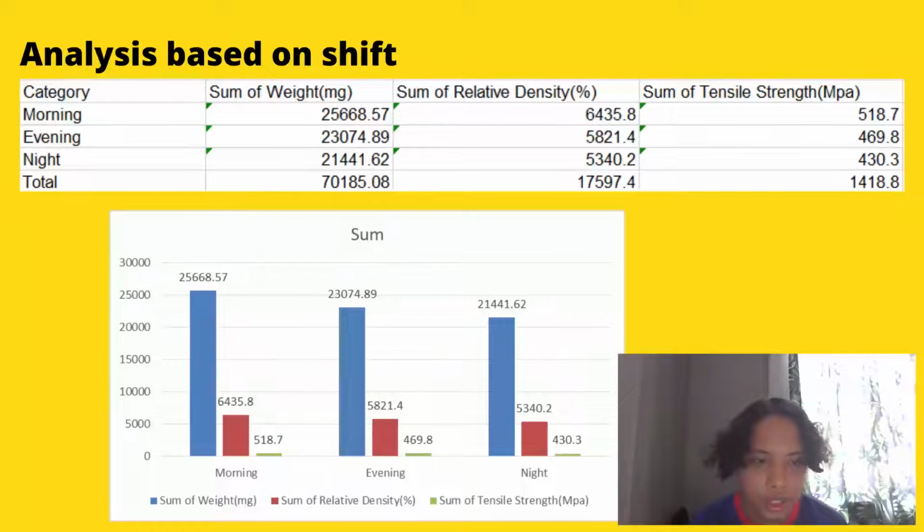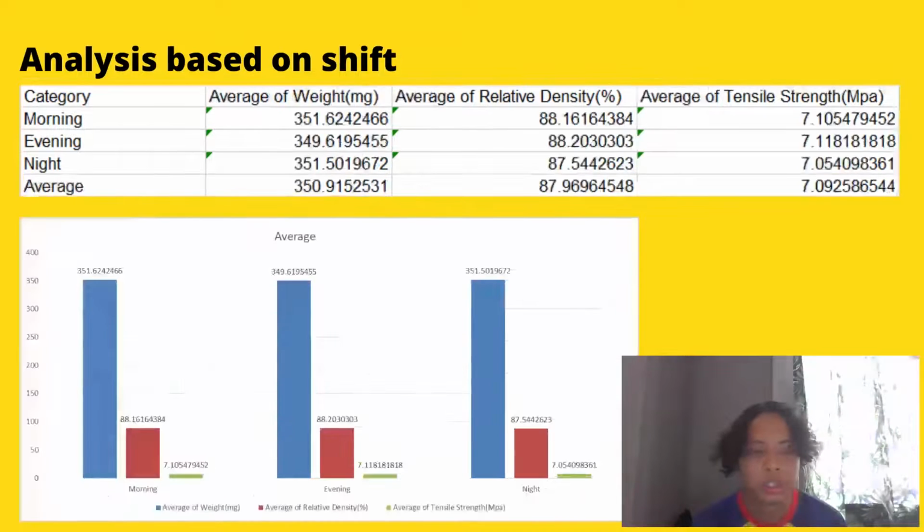This is the analysis based on shift for sum. Based on the table and the bar chart, we can clearly see that the morning shift has the highest production rate. This is the analysis based on shift for average. Based on the tabular and graphical method, we can see that the morning shift has the highest production rate.